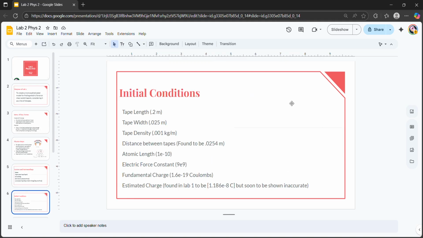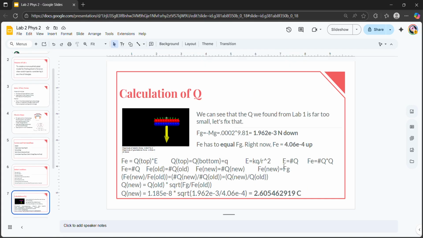Initial conditions, you can see them all here. They're not very important. The only important one is really the estimated charge, which we found in Lab 1 to be 1.186, and so on, but this is going to be pretty inaccurate. You can see this here with our calculation of Q.